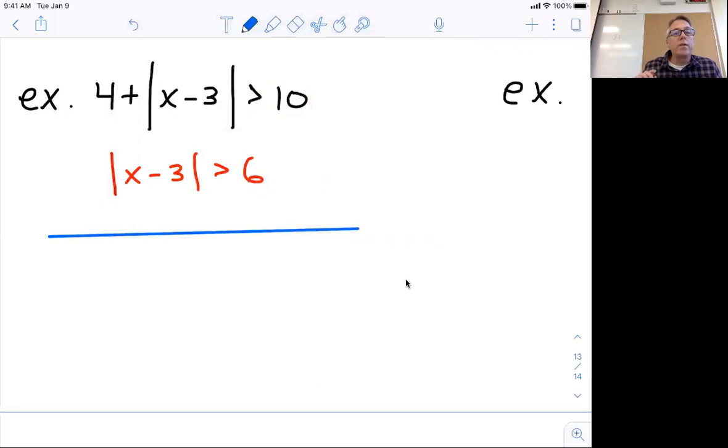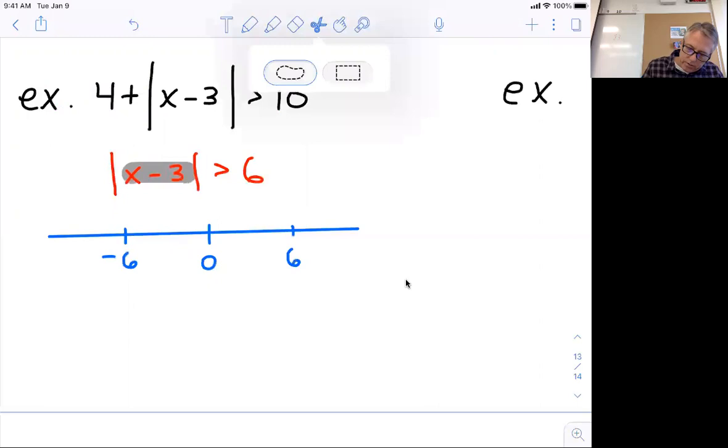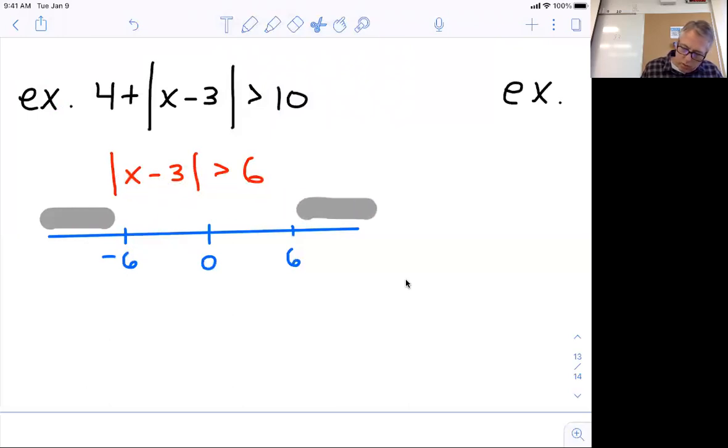I want distances more than 6 units away from 0. So here's 0, here's -6 to the left, here's +6 to the right. So if I want this to be more than 6 units to the left, it would be over there. And if I want this to be more than 6 units to the right, it would be over there.